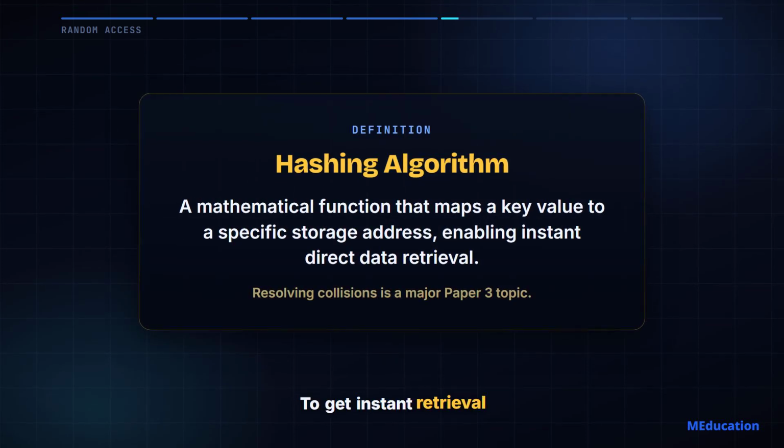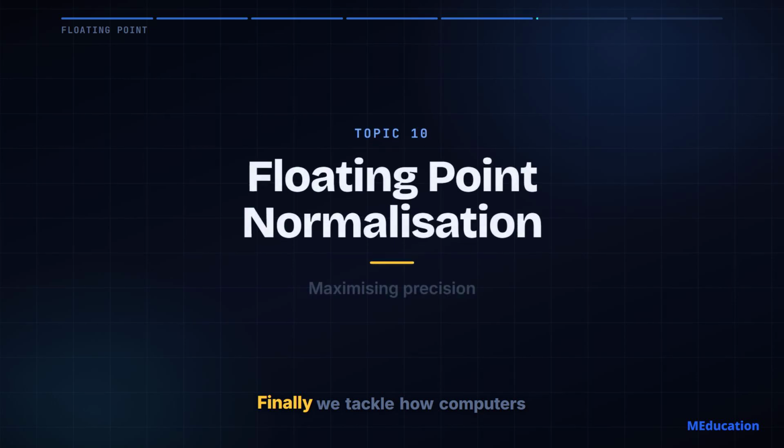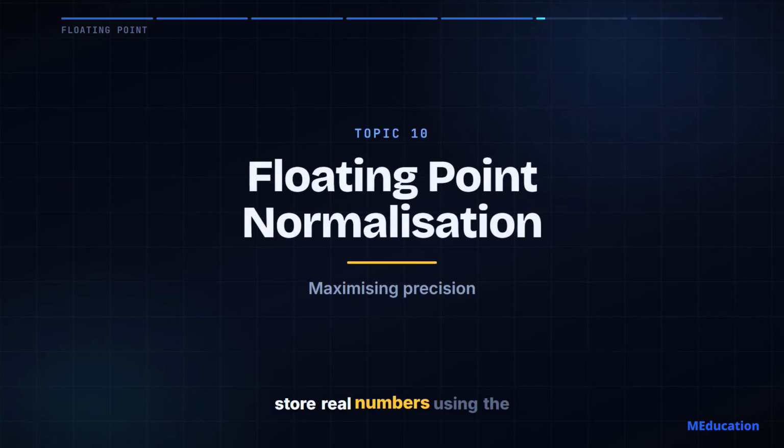Sequential searching is far too slow for a massive database. To get instant retrieval, you will learn to design random access files using hashing algorithms. A hash function takes a key, calculates a specific disk address, and jumps straight to it without reading anything else. Crucially, you will also learn how to resolve collisions, which happen when two completely different keys accidentally generate the exact same memory address.